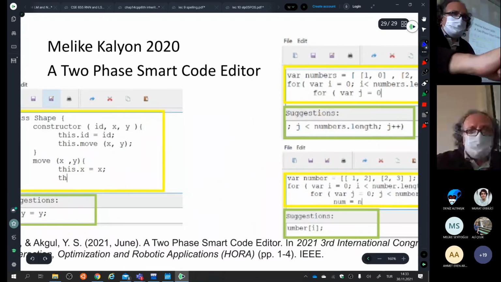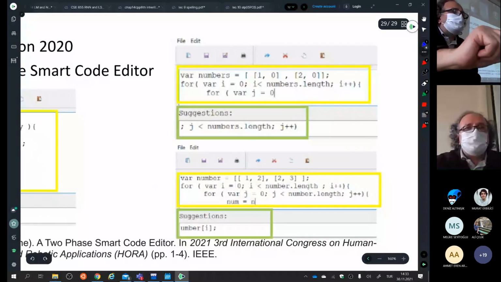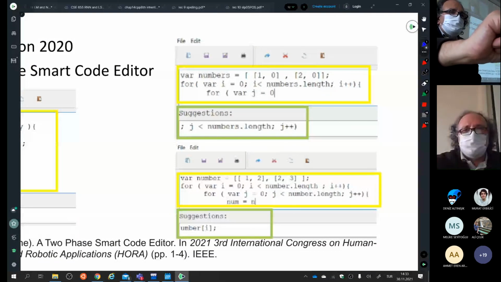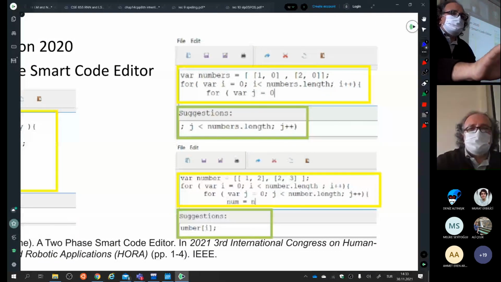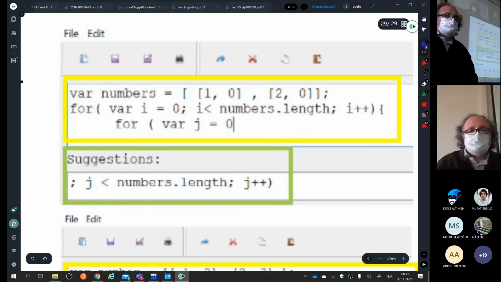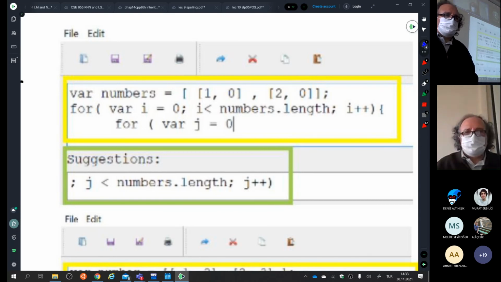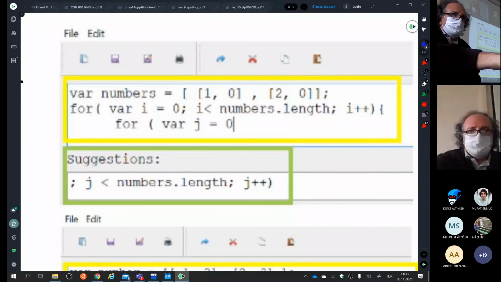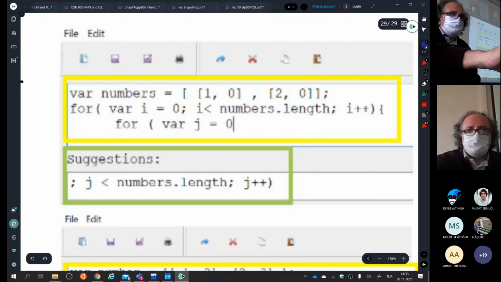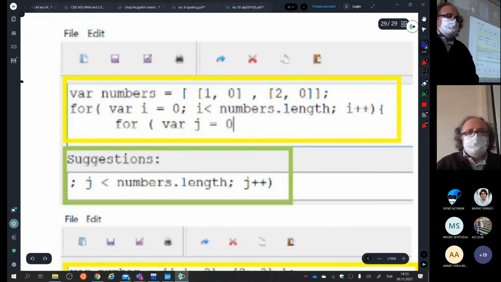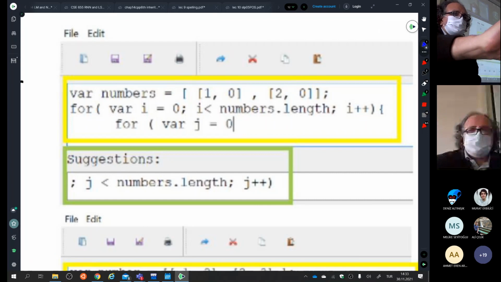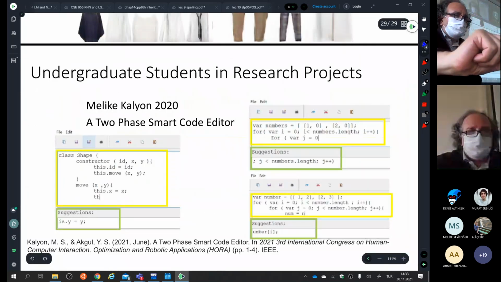And last year, Melike did this: an intelligent code editor. If I am writing this code, it tries to guess what I am going to write next. So if I say for variable j from 0, then immediately this is my suggestion. Most of the time it is correct, sometimes it is not. Let's make it a little bit more convenient for this one.